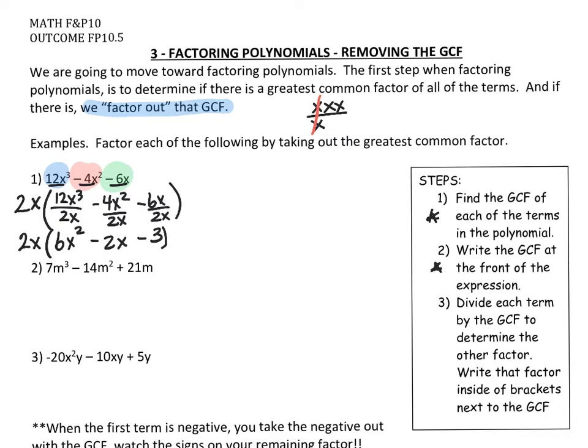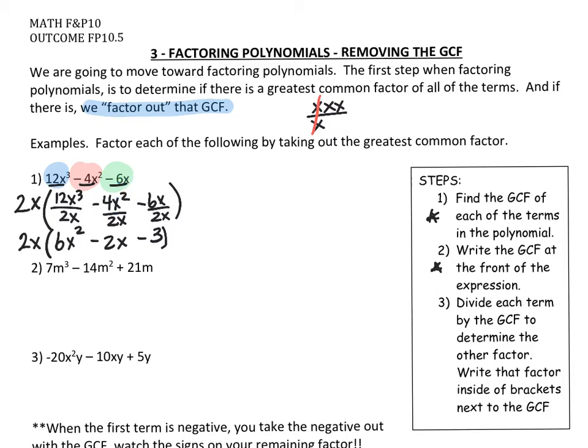So what we've done here is we have found the two things that when I multiply them together, I get back the original question. So if you wanted to check, you could do a binomial multiplication. So 2x times 6x squared would give you 12x cubed. 2x times negative 2x is negative 4x squared. 2x times negative 3 is negative 6x.